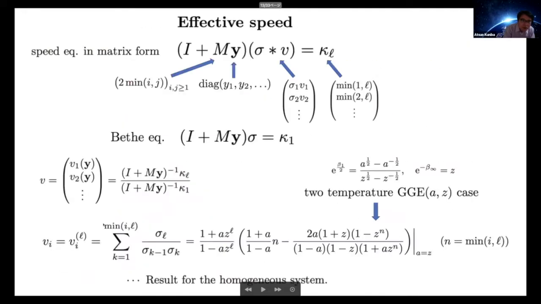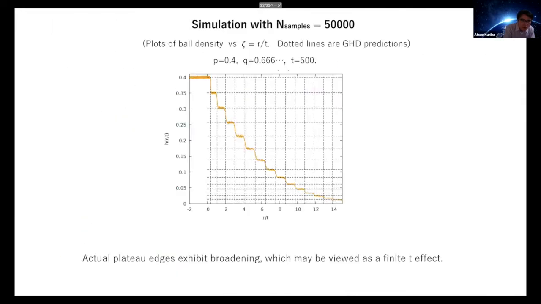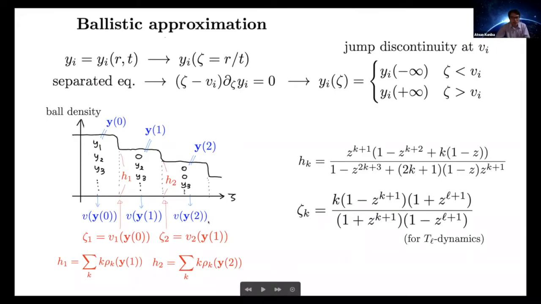So this b was here. You see that this is only determined by the y vector. So if I substitute this y vector, then I can derive everything. For example, this position is the place where this discontinuity happens, where zeta becomes v_i, so it can be determined in this manner. And the height is the total number of balls, so it's computed like this. So the result is given like this. I said that we consider the T infinity dynamics, but this game can be played for finite TL dynamics, and for this TL dynamics, the position gets modified by this factor.